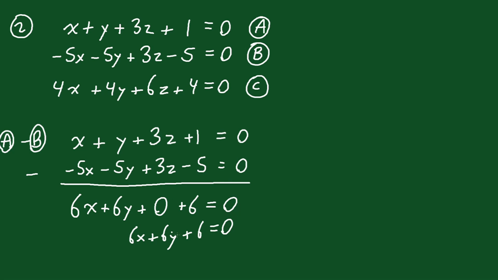And you could actually divide both sides of this equation by 6 and simplify it a little bit. You'd get x plus y plus 1 is equal to 0. That's absolutely allowed as long as you divide both sides by the same number. So that's my first equation I've come up with. Now, in that process, I eliminated z, so I would like to eliminate z in my next elimination as well, just so I have 2 equations with x and y.